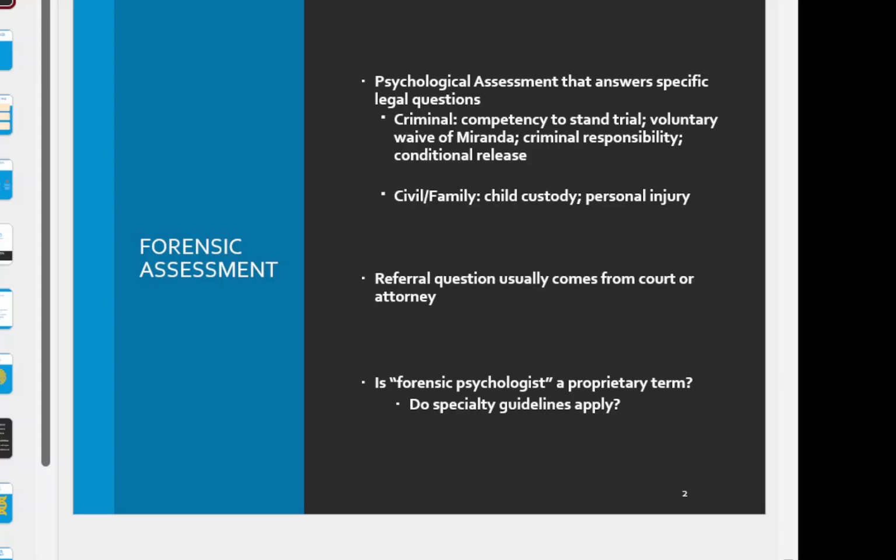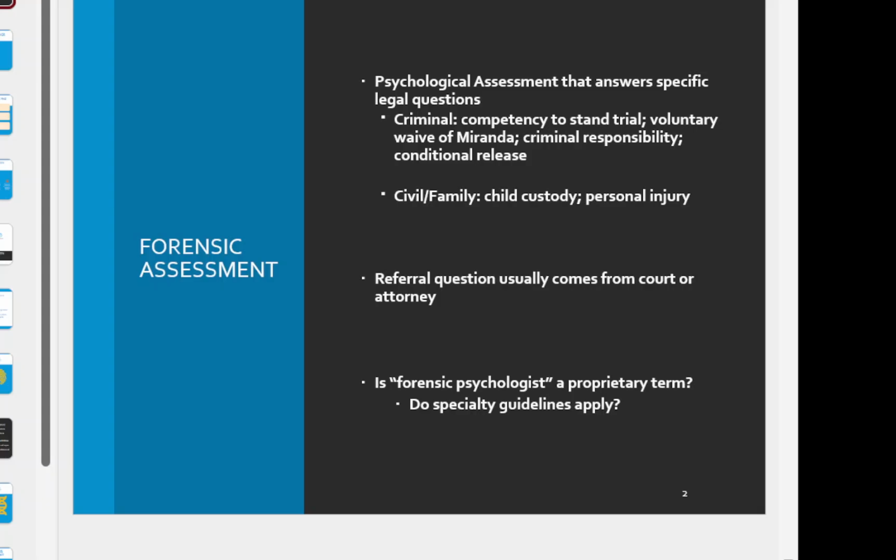So if you see the letters after someone's name, ABPP, that means that they have pursued this additional certification through the American Board of Professional Psychology to designate themselves as an expert in forensic psychology. The term forensic psychologist is commonly used in a professional, academic, or legal context to describe the specific area of practice within psychology. However, it's not trademarked or owned by any particular entity.